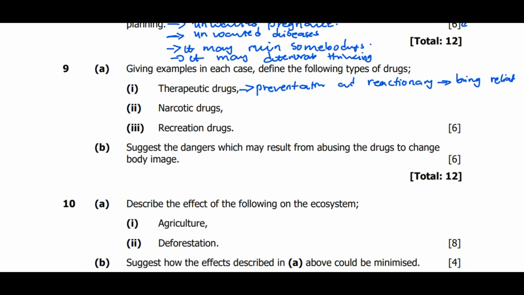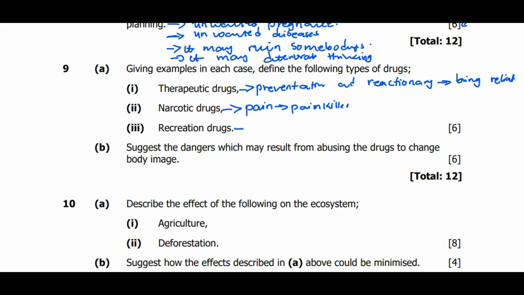Then for narcotic drugs, these are substances used to treat moderate to severe pain. We can say these are drugs mostly taken in order to reduce pain, and under this we may have the common painkillers.